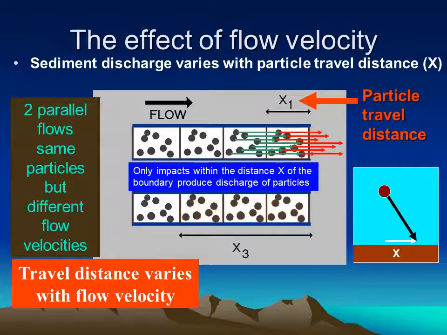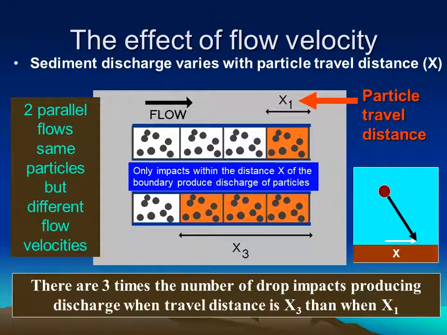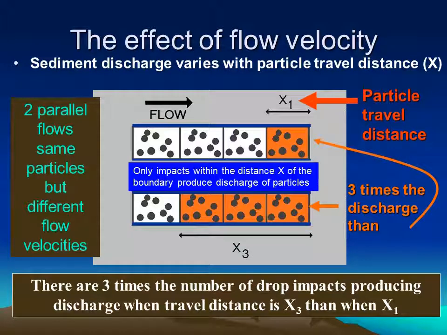Basically there are many zones to consider because there are many different particle sizes and densities, and in this case the bottom zone we're looking at is 3 times longer than the top zone, and consequently there are 3 times as many drop impacts causing particles to move across the boundary in the bottom case than in the top case. And as a result of that, the discharge of material from the bottom case is 3 times faster than the top case.